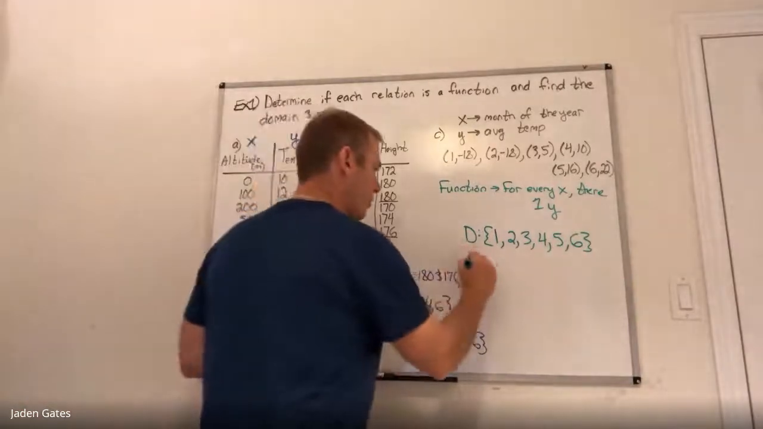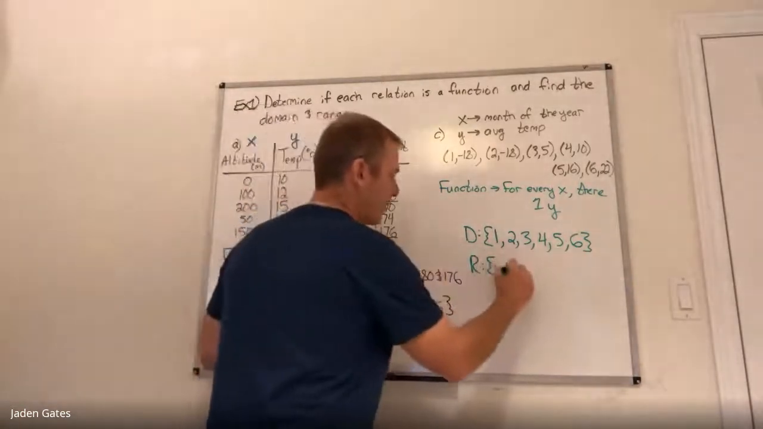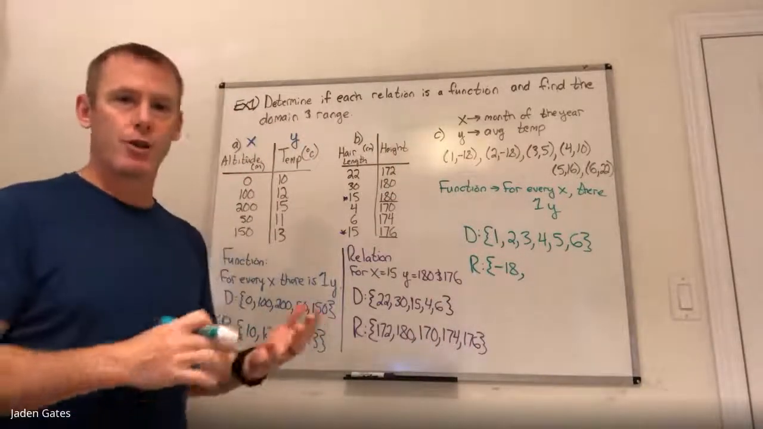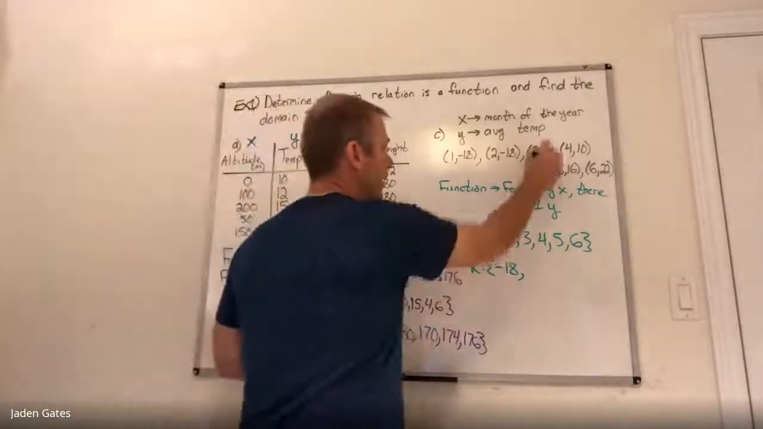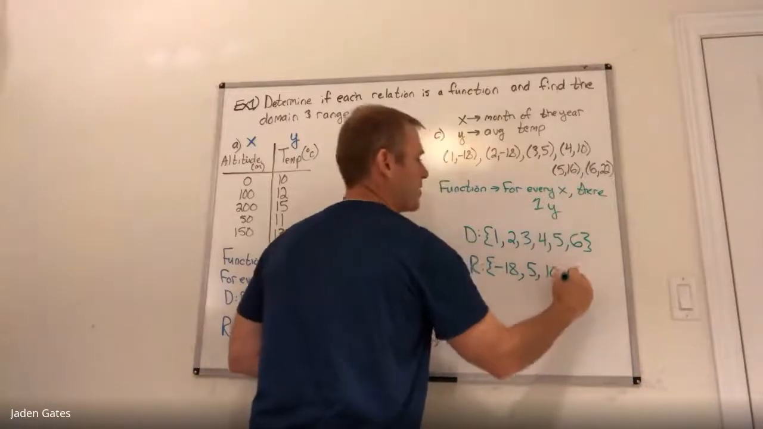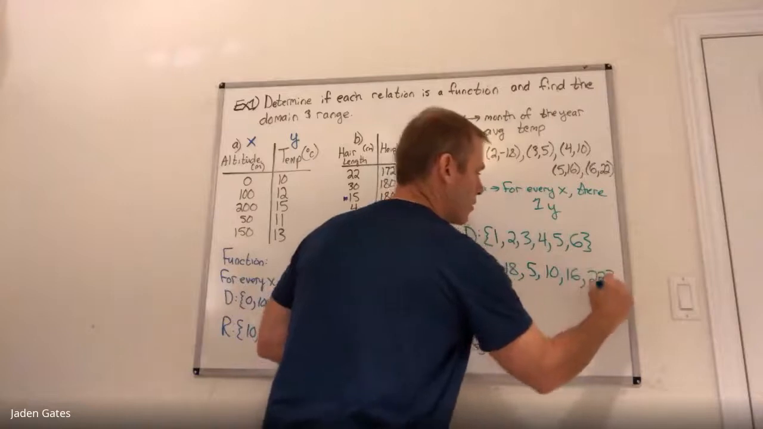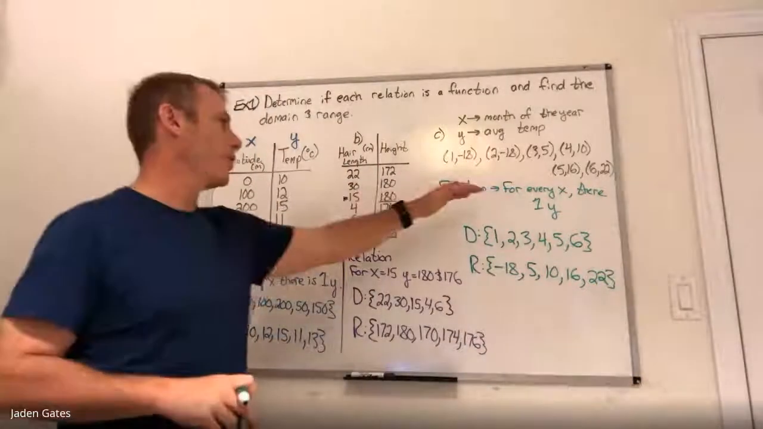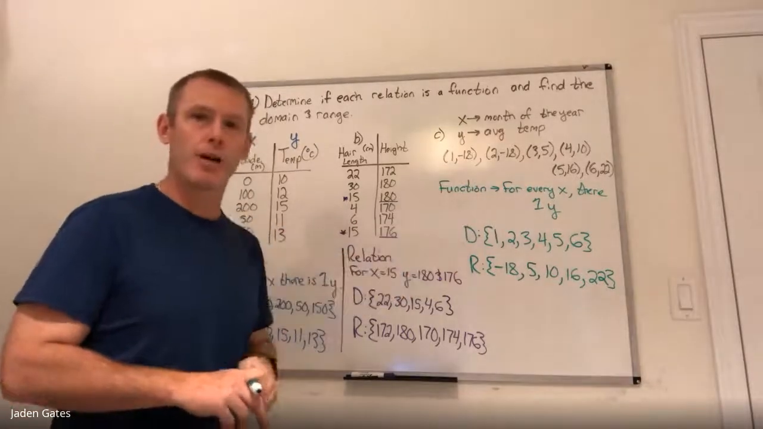Range. What are the possible y values? I have a -18. Again, I have another -18, but with the range and domain, you're just stating what's possible, so I don't need to repeat it. I have a 5, a 10, a 16, and a 20, 22. There we go. So I've determined whether it was a function or not. There's the domain and there's the range.